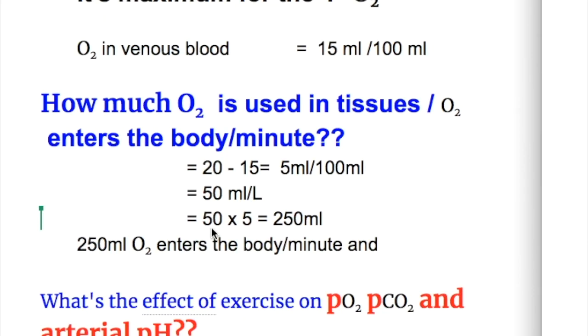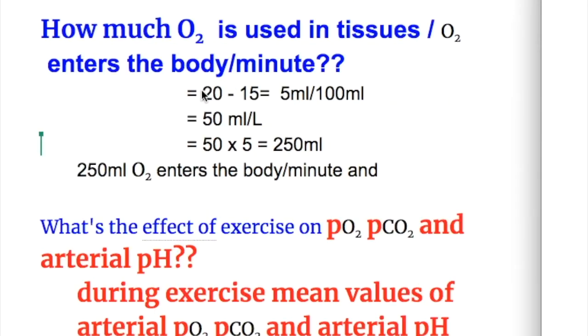So what's the amount of oxygen in the venous blood? It's 15 milliliters per 100 ml. So how much oxygen is used in the tissue, or how much oxygen enters the body per minute? Let's see, arterial blood is 20 ml and venous blood is 15 ml per 100 ml. So the difference is 5 ml per 100 ml. That is 50 milliliters per liter, and there are 5 liters of blood. So 50 times 5 is 250 ml of oxygen that enters the body per minute, and that is the amount which is used.